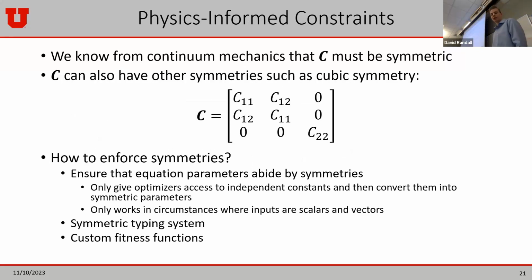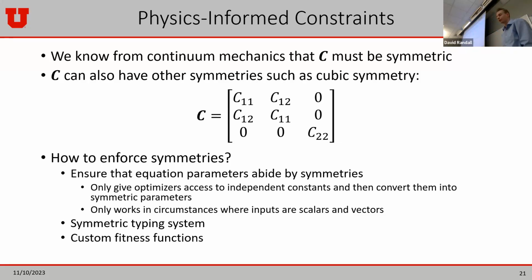However, before that, in order to ensure that the models produced by strongly typed GPSR are physically admissible, we know from continuum mechanics that C must be symmetric about the main diagonal. Furthermore, depending on material symmetries, C could also have different symmetries. For example, in this work, we'll be considering materials that have what's called a cubic symmetry, in which case the C tensor has this form. And so in order to enforce that strongly typed GPSR produces equations that abide by these symmetries, we enforce that parameters within all the equations also do so.